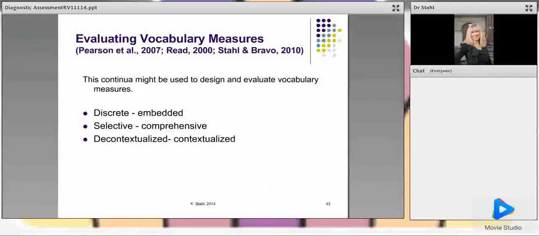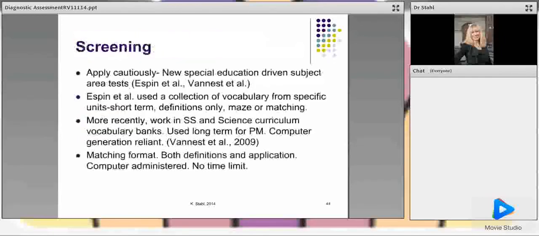Decontextualized means that a child can just identify that word without relying on the context. However, contextualized is something like the New York State ELA. Whenever the New York State ELA test asks children a vocabulary word, those children will have to refer back to the passage to see how that word was used, because all the vocabulary words they pick are context specific. You will need to be careful in screening measures.